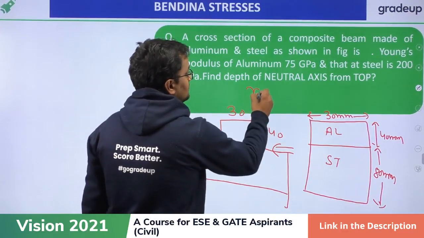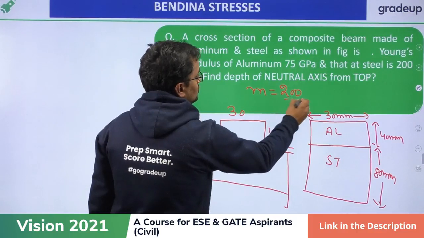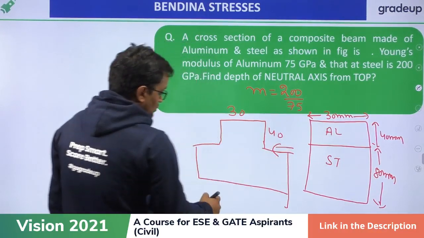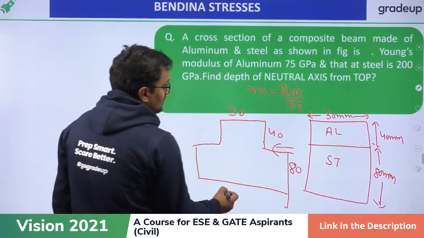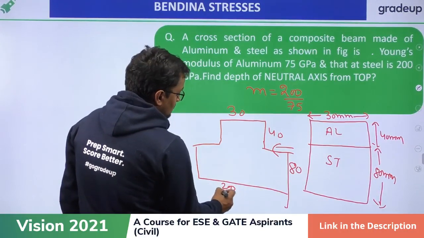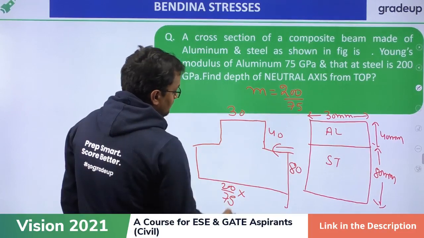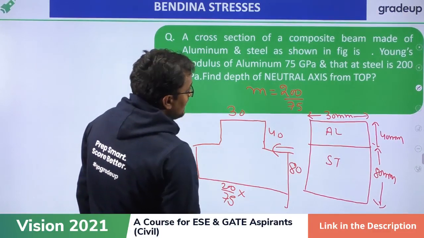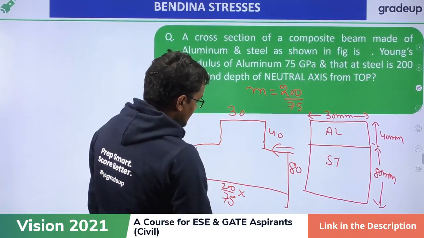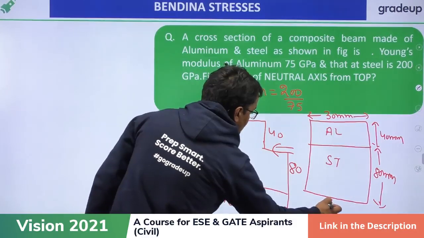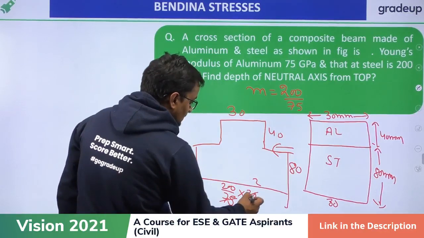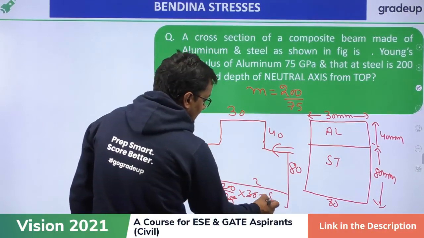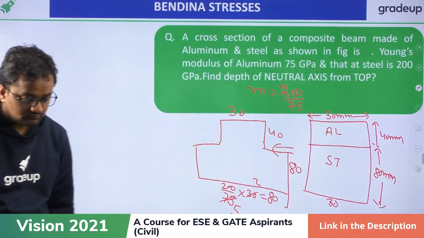And m is how much? Ratio of Young's modulus, 200 by 75. So this depth is not changed, depth will be again 80, but the width will be m times, 200 by 75, I have to multiply for getting the new width. Initially it was 30, so 200 by 75 into 30, it will be how much? You will get 80, like this.